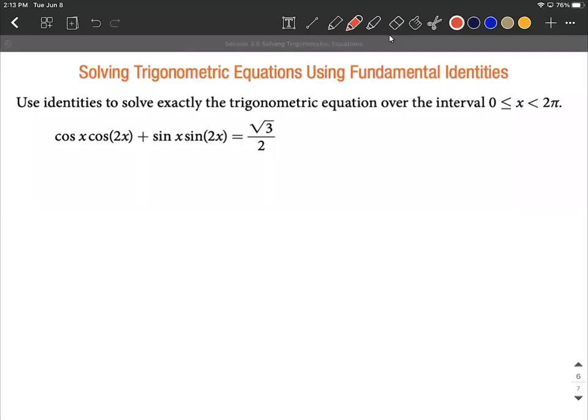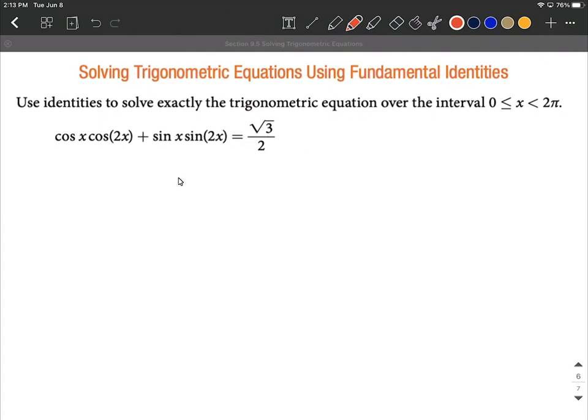Solving trigonometric equations using fundamental identities. So in this case, we're going to limit x to be between 0 and 2 pi for all of our angle solutions here. And in all honesty, this is a difficult looking problem from the beginning. We have single angles inside of cosine, double angles inside of cosine, single inside of sine, and double inside of sine, as well as some constant on the other side.